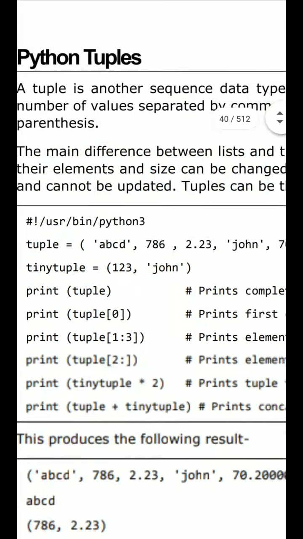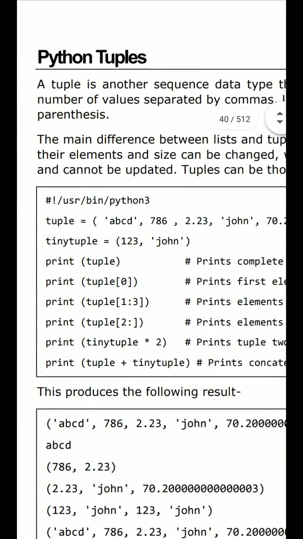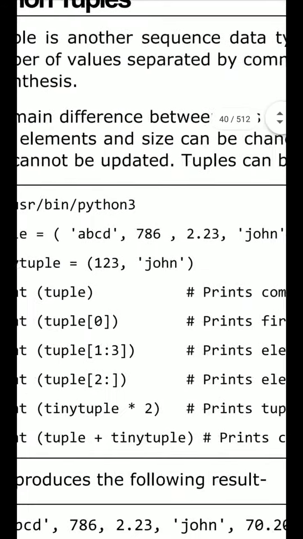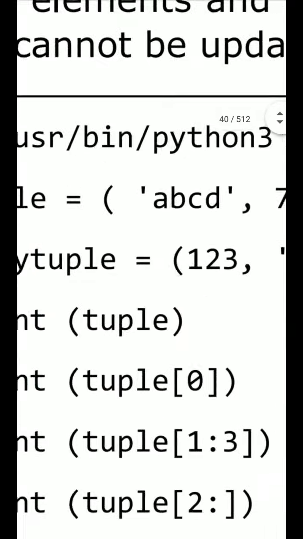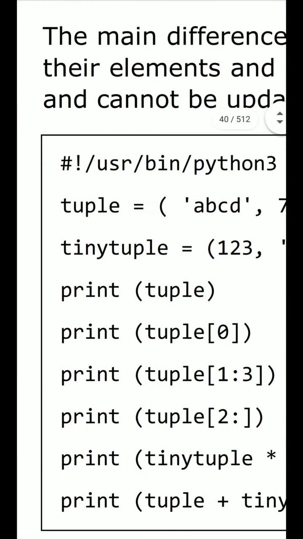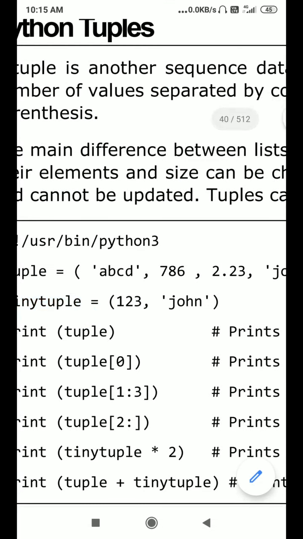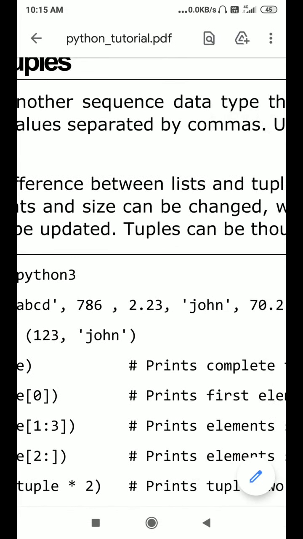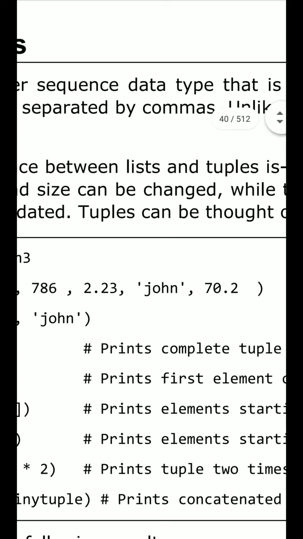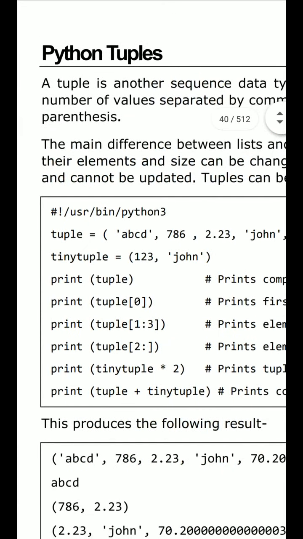And next one, Python tuple. Similar to a list, we have a data type called tuple. This tuple has different types of values, and those values are also separated by commas, and those values are enclosed in parentheses. So this is a way to create a tuple by using the tuple keyword. ABCD is one value, separated by comma. Next 786, separated by comma. Next 2.20, which is of float type, separated by comma. Next John is of string type, separated by comma. Next 70.0 is a float type. So these are different types of values assigned to the tuple.